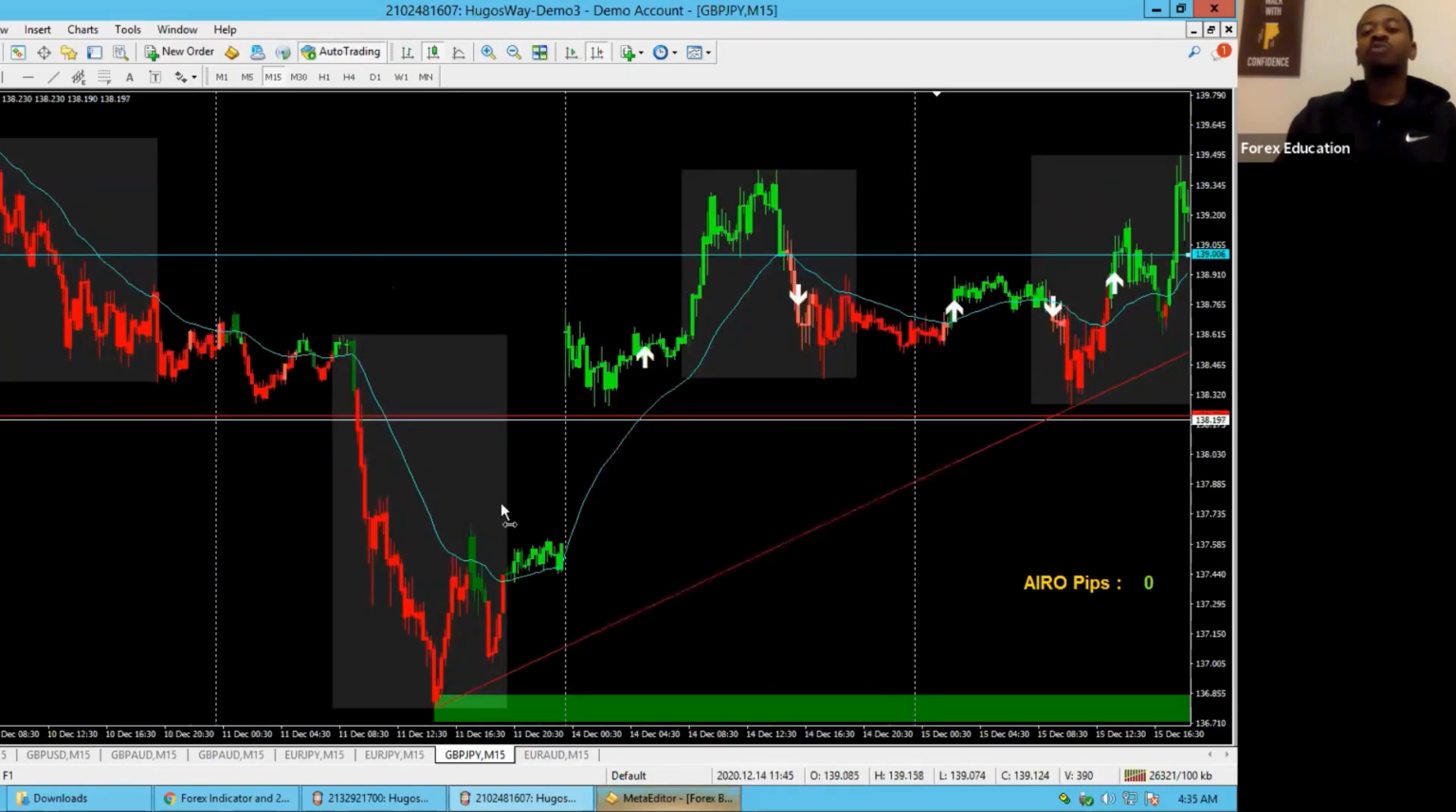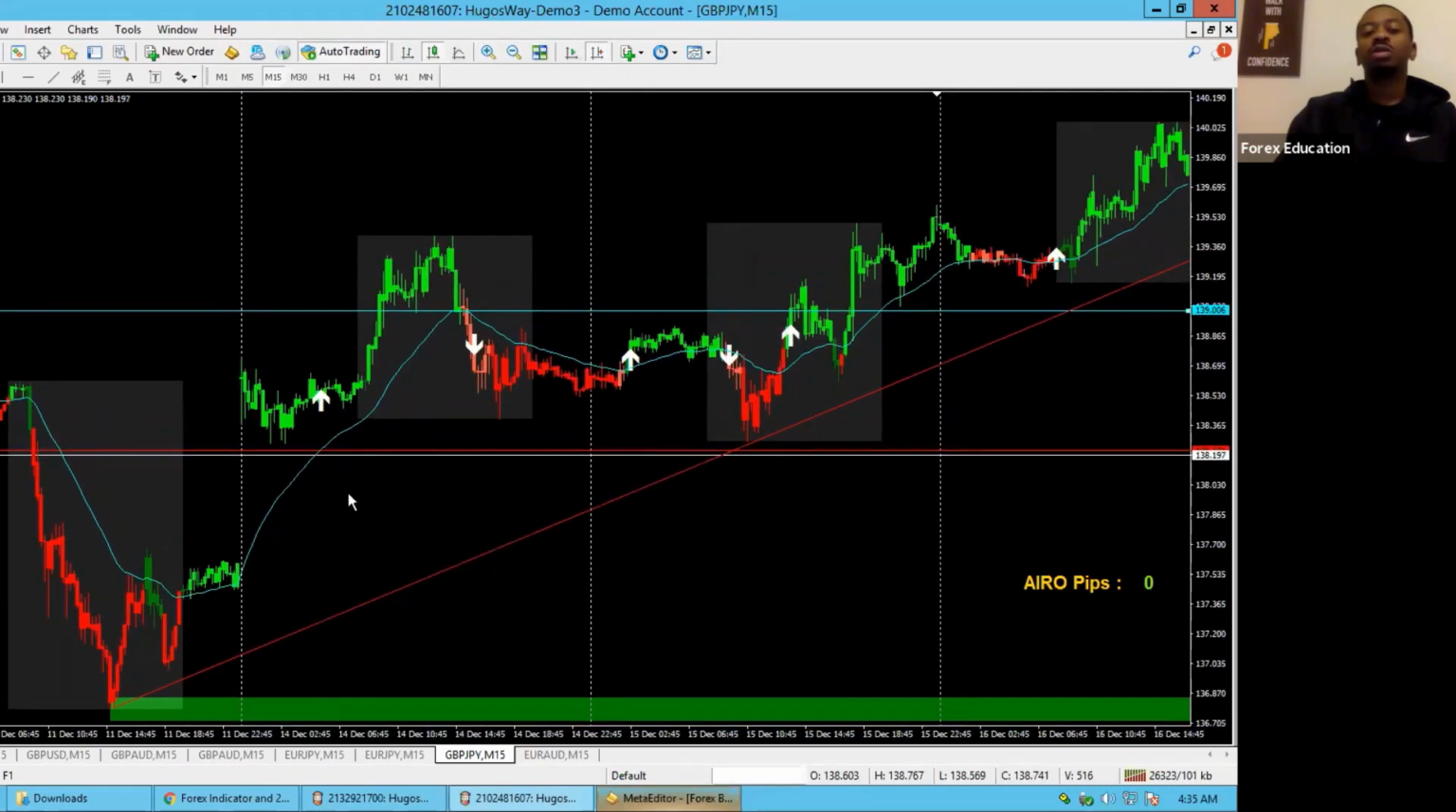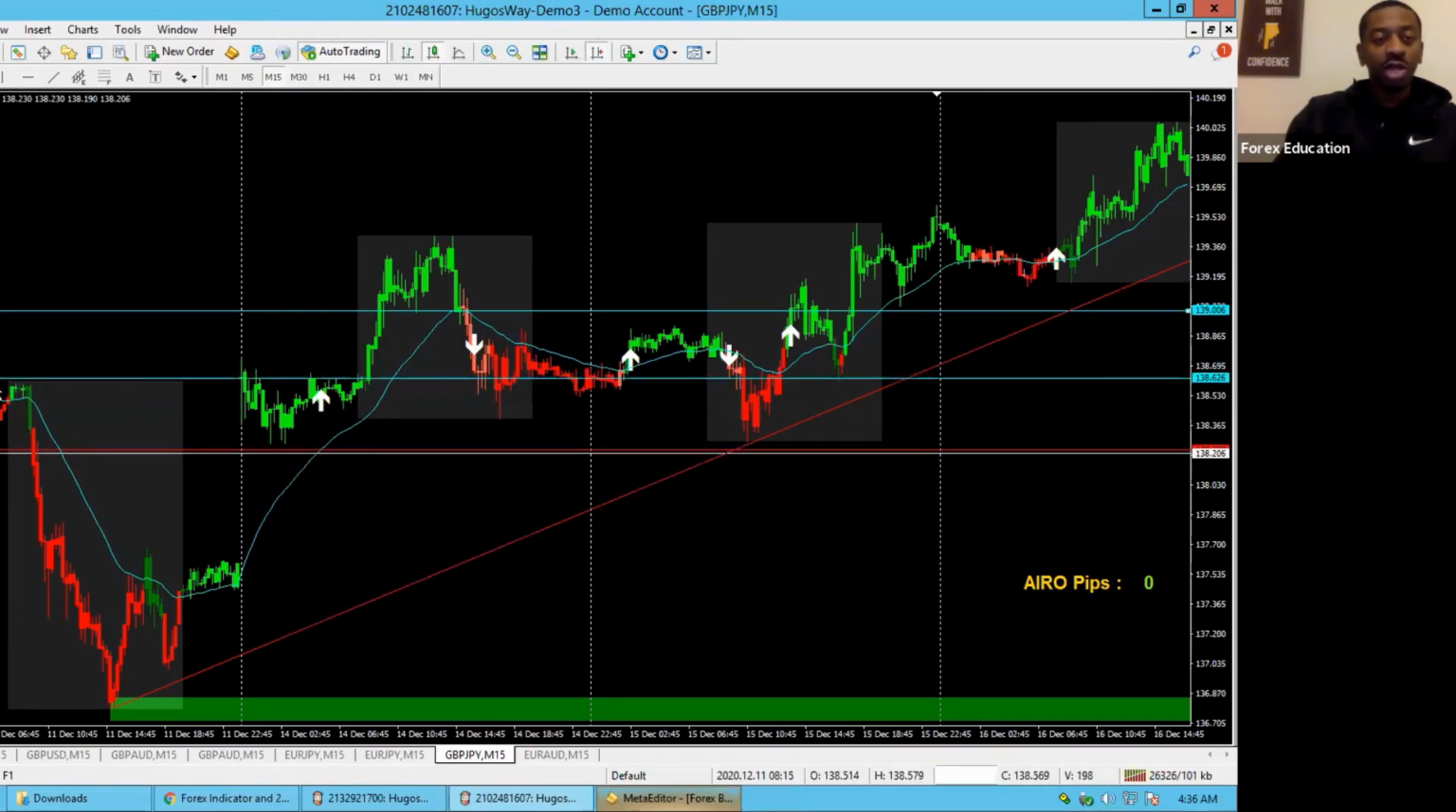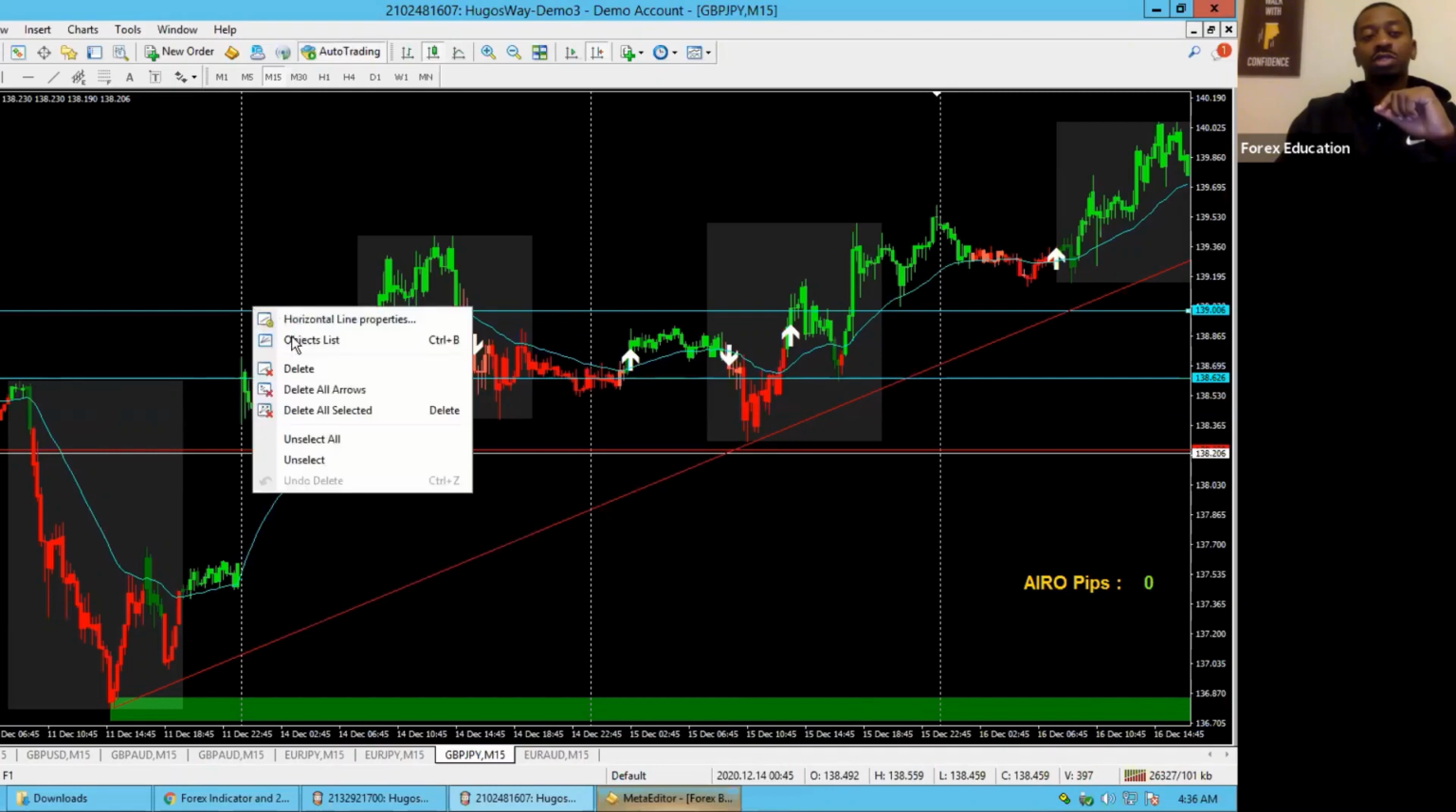So the rule is, if we are in an uptrend and we have more greens than reds, then we're only looking for buys. That's number 1. Number 2, we're only looking for buys inside of the money zone. Then, on the day we're trading, we mark up the money zone from the previous day. So we put our line at the top of the money zone from the previous day.